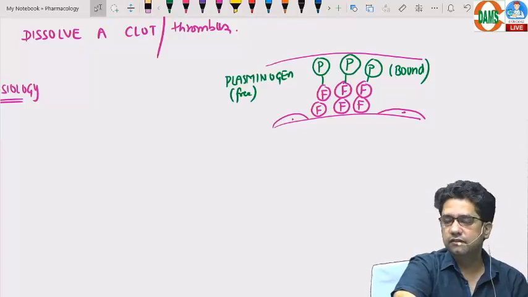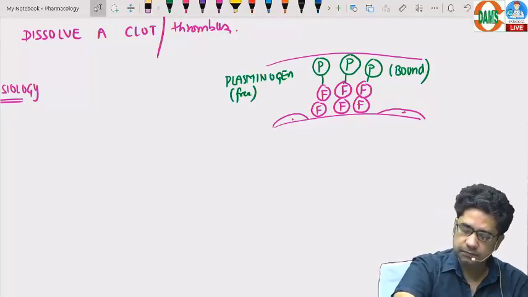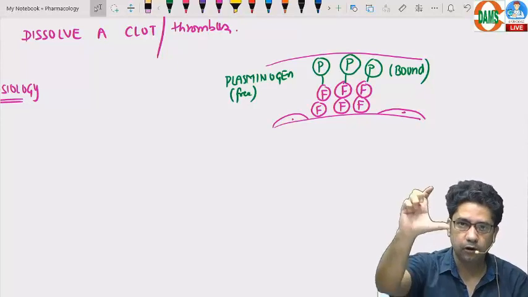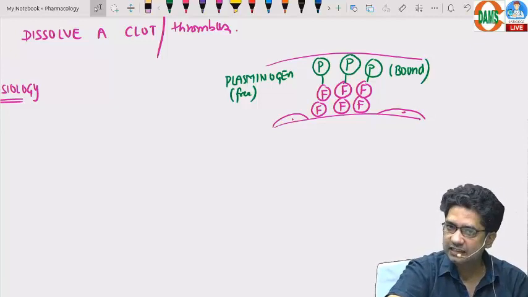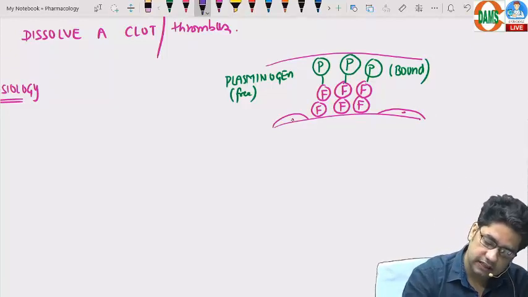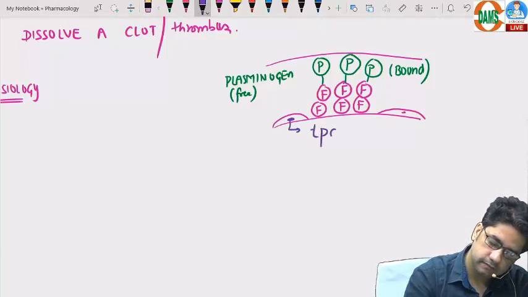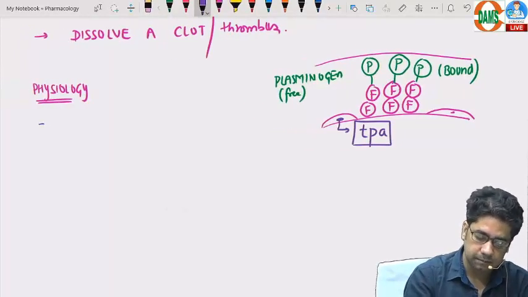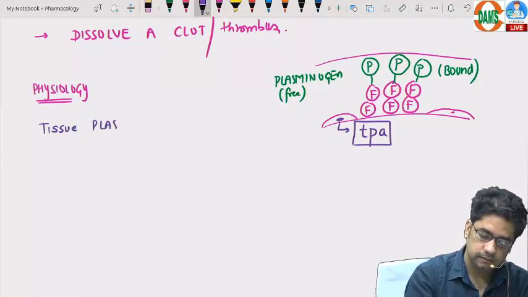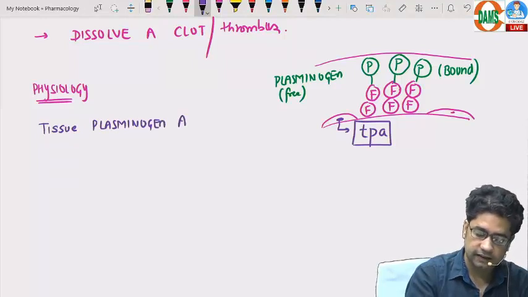Now बच्चों, let's come back: this plasminogen is a protein which is free. When there is excessive deposition of fibrin, this plasminogen attaches and gets bound to fibrin. Now, when there is excessive fibrin deposition, these endothelial cells release one molecule known as TPA. Heard about this molecule TPA? Can you tell me the full form of TPA? TPA stands for tissue plasminogen activator.